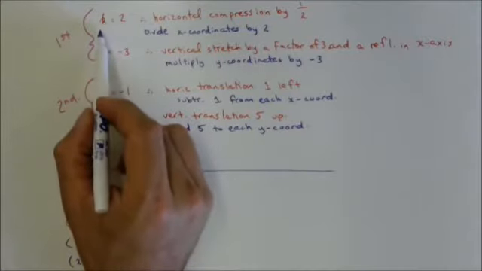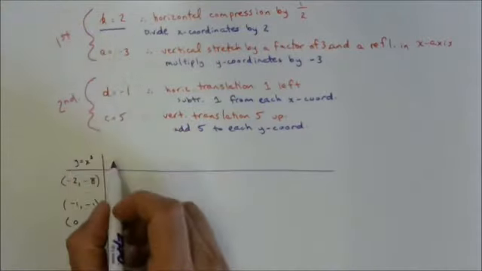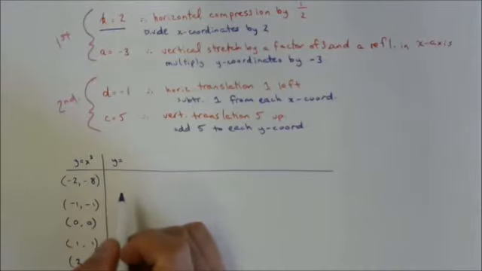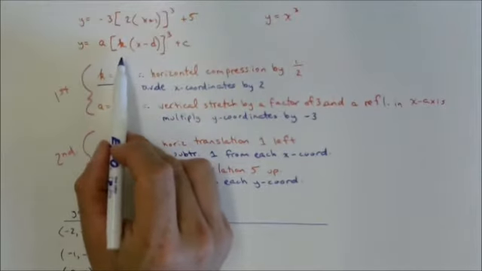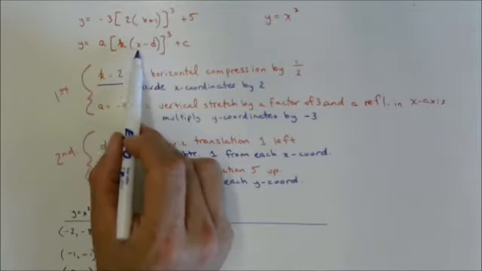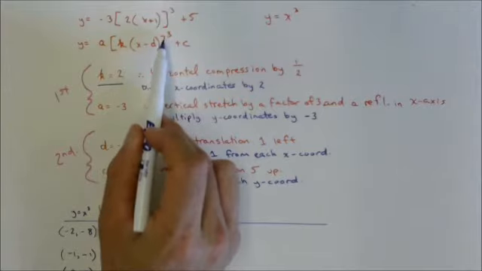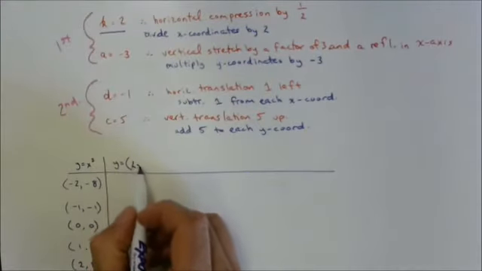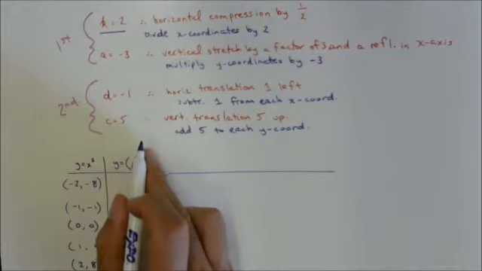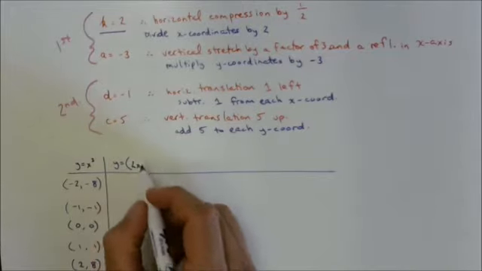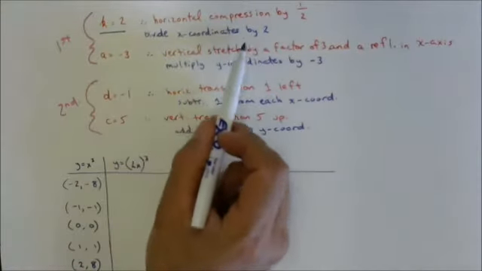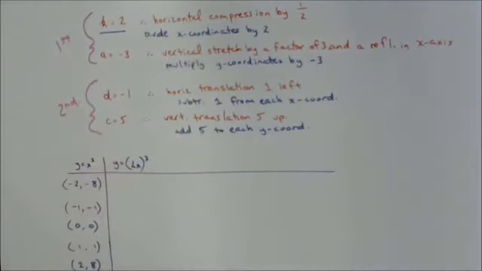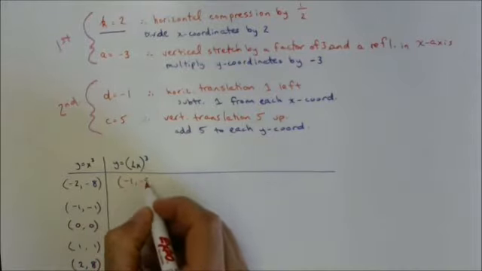The first one that we're going to apply is k. So all we're going to do here is, look, k is in here. It's in the square bracket with x, and then it gets cubed. That's why it goes in those brackets, 2x, and then that whole thing gets cubed. So all we're doing is dividing the x coordinate by 2. So instead of -2, -8, we have -1, -8.